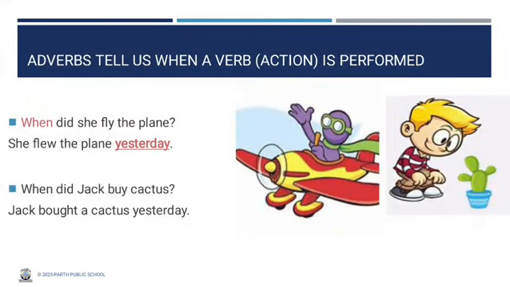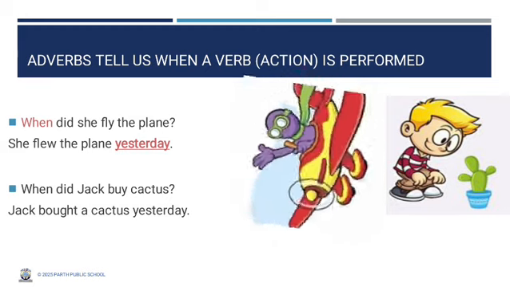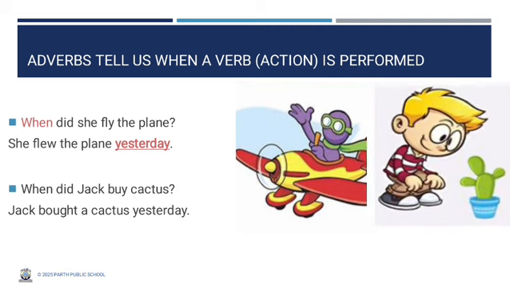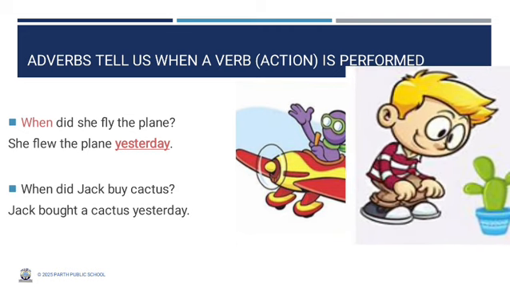Adverbs tell us when a verb or action is performed. When means time, the time when an action is performed. When did she fly the plane? She flew the plane yesterday. When did Jack buy a cactus? Jack bought a cactus yesterday. So the word yesterday shows us the time when the action is performed.